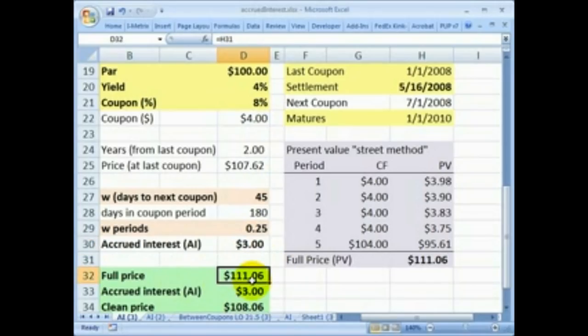So finally, we can summarize the relationship here. Here's the full price, the invoice price, sometimes called the dirty price. It's what I, the buyer, pay to the seller. It's this $111.06. It includes $3 of accrued interest. I subtract the accrued interest from the full price to get what's called the clean price of the bond. Another way to look at this is the clean price plus the accrued interest equals the full price. So I hope that helps to illustrate this relationship.